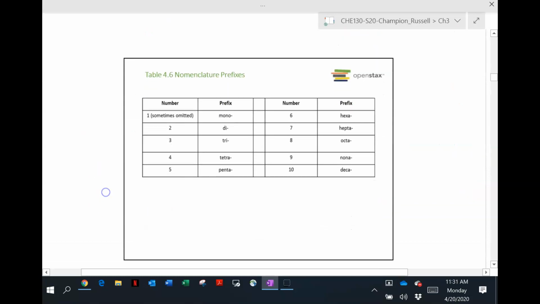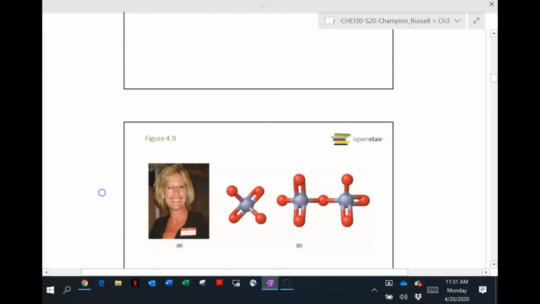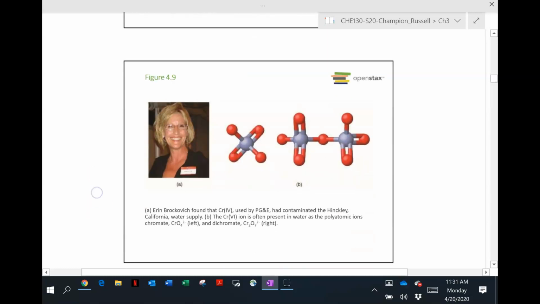And here are those prefixes, a full table of those Greek prefixes. This is Erin Brockovich, who found that chromium-6, which was used by Pacific Gas and Electric, had contaminated some of the water supply out in California. There's a movie about her. You may be familiar with that.